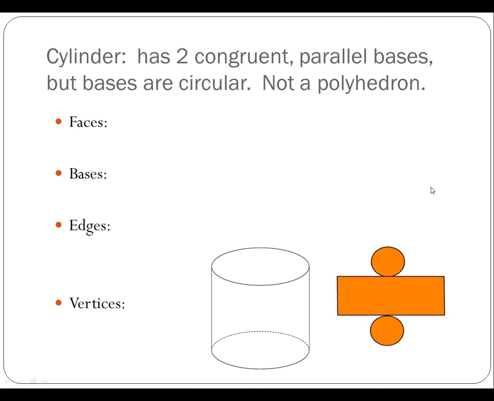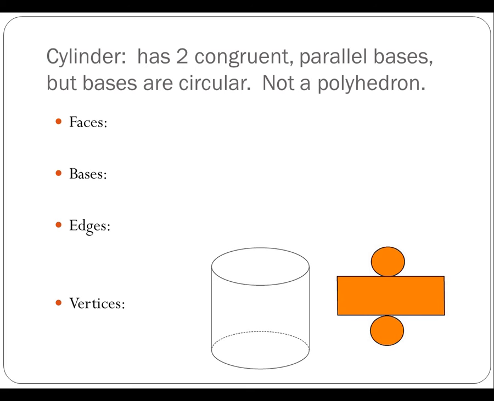Then we have a cylinder. It has 2 congruent parallel bases, but the bases are circular, not a polyhedron. What's the definition of polyhedron? Did we write that yesterday? What is a polyhedron? What's a polyhedron, Brooke?